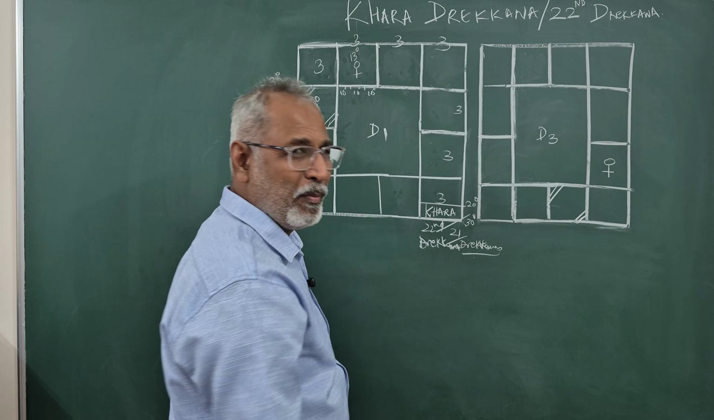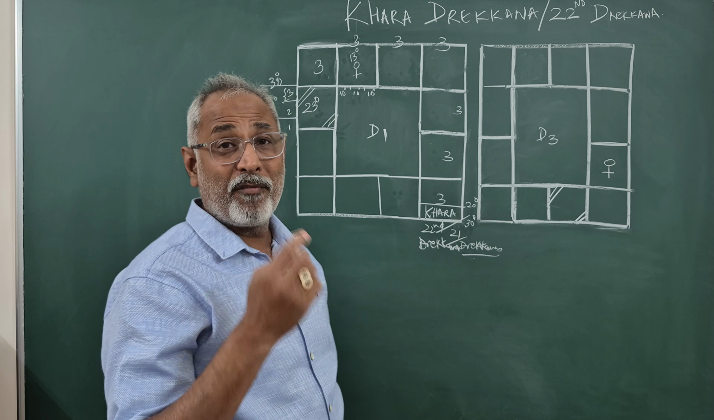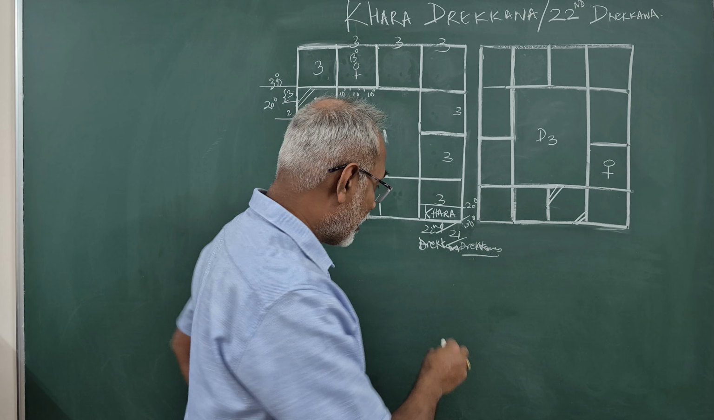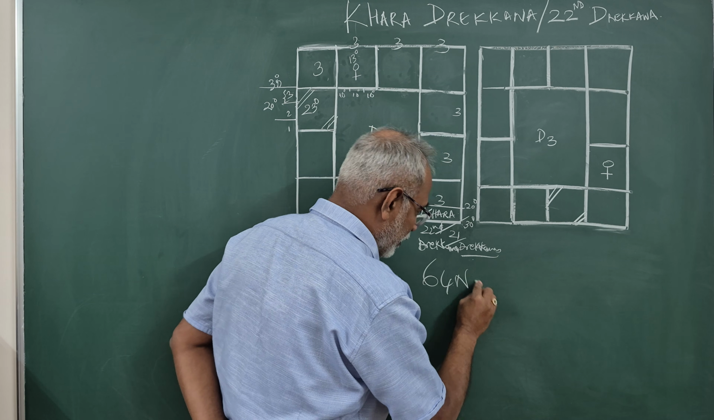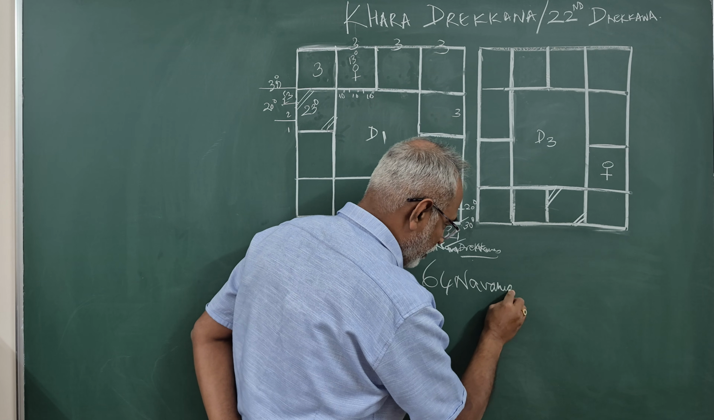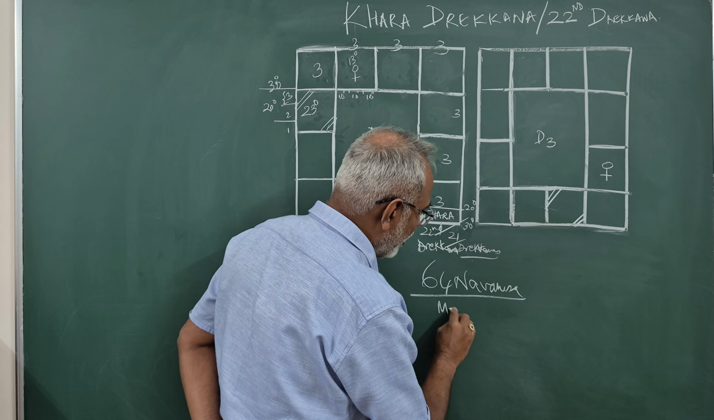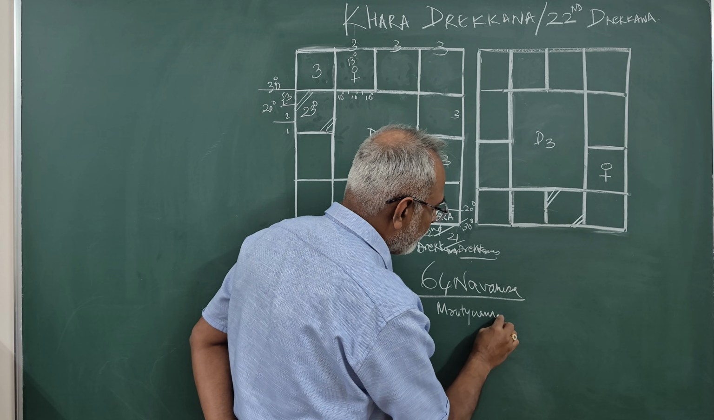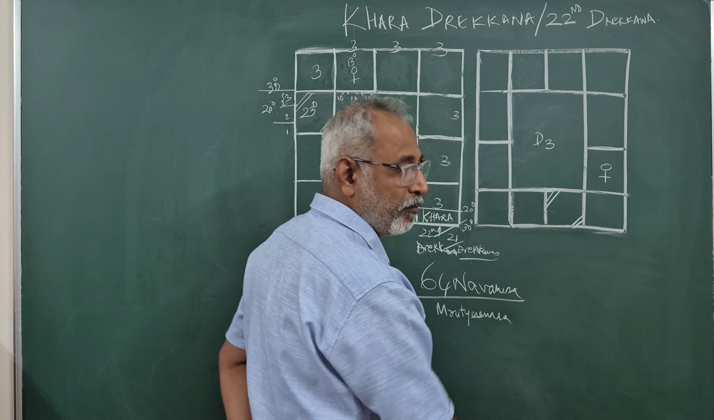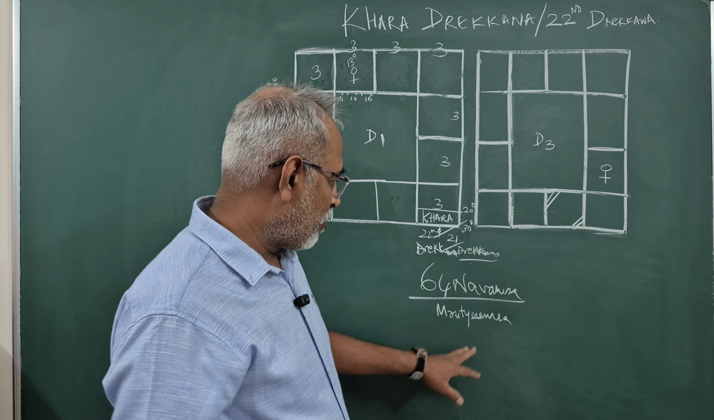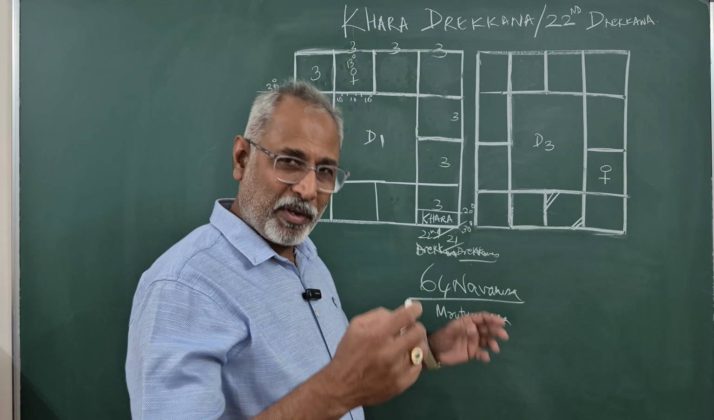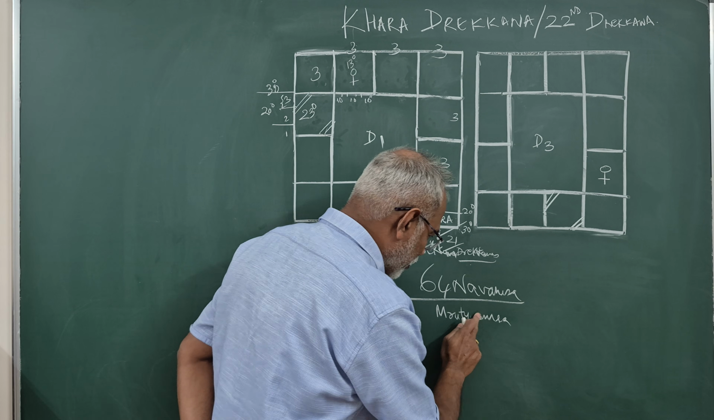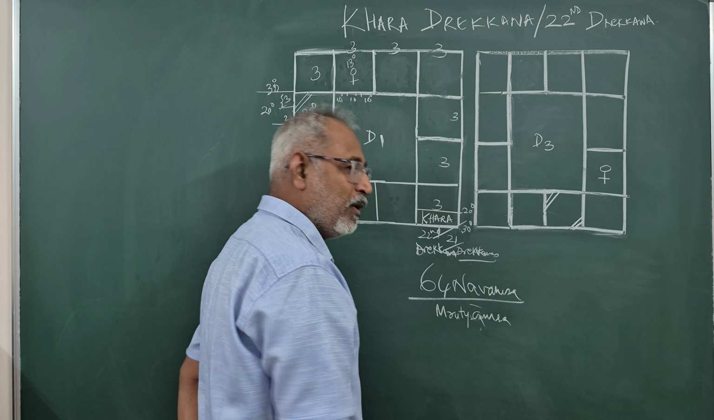What is the importance of this? Because when we spoke about the 64th Navamsha, we called it Mrutyamsha. There is nothing called Mrutyu and Amsha separately. If you mix both the words, it will become Mrutyamsha.